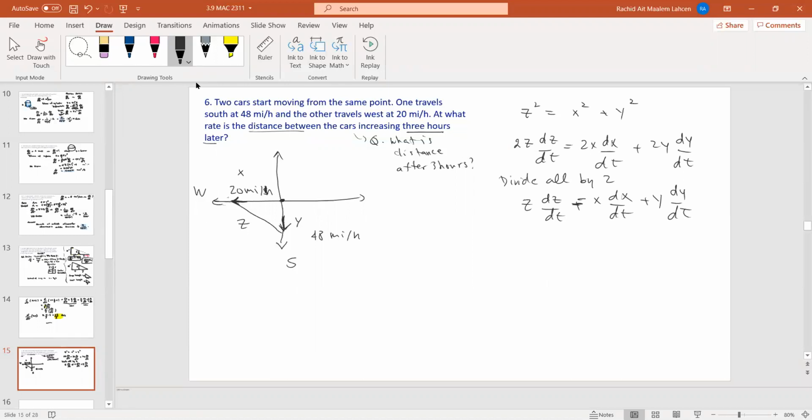All right. Now divide by z, you get dz/dt equals 1 over z, or multiply by 1 over z, right? So you get x dx/dt plus y dy/dt. So dy/dt is given. It's positive. This one, dx/dt is given, and it could be negative because it's on the opposite side.